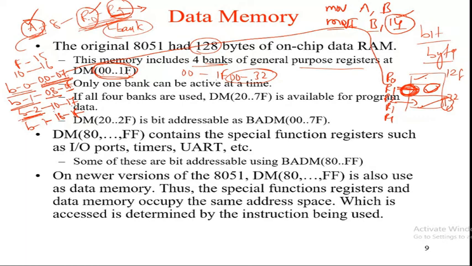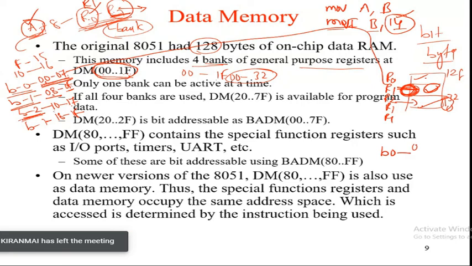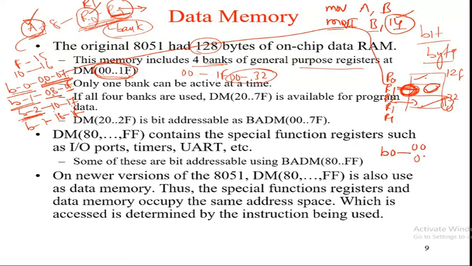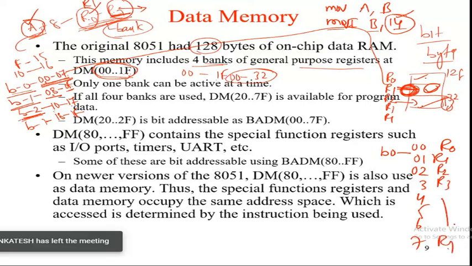If bank 0 is used, R0 is given address 00. What address is given to R1? 01, sir. You are having bank 0. What are the addresses of bank 0? 00 to 07: 01, 02, 03, 4, 5, 6, 7. What are the registers? R0, R1, R2, R3, and so on up to R7. So what is the address of R3 now? 03, if you are using bank 0.